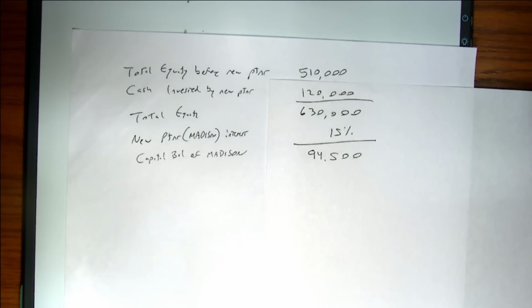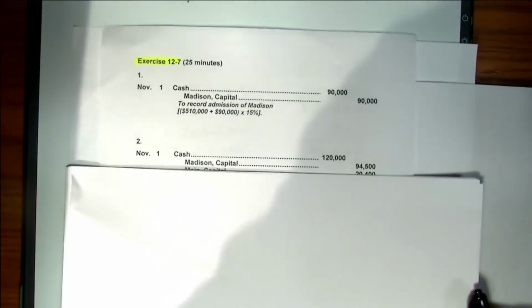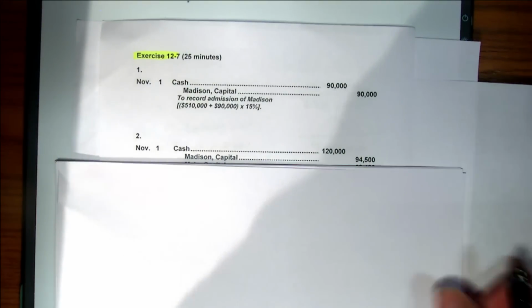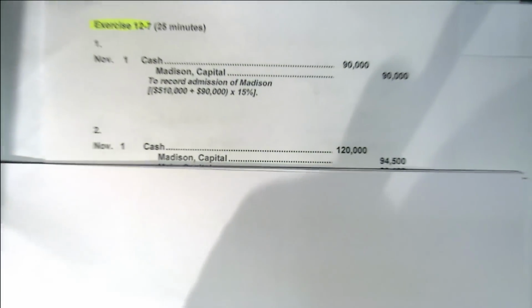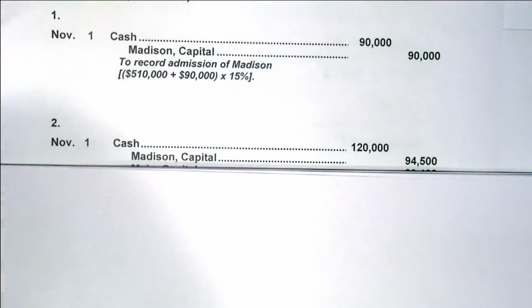We have to debit cash for 120,000. We have to debit cash for 120,000. Credit capital for Madison for the 94.5. That doesn't equal, does it? How much help does the credit side need?